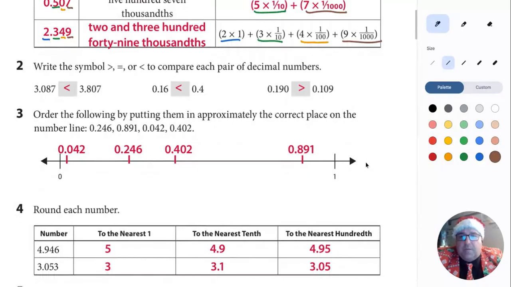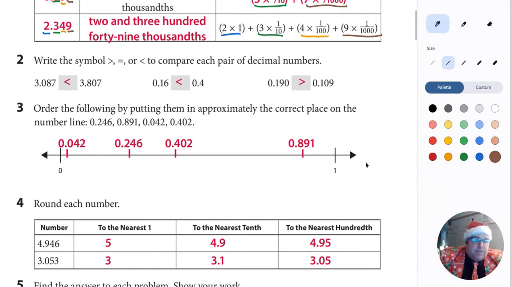Number 2, less than, greater than, or equal to. We can see there's no equal to. And again, just like in class, I say, just like with your spelling words, ABC order, right? Alphabetical order.